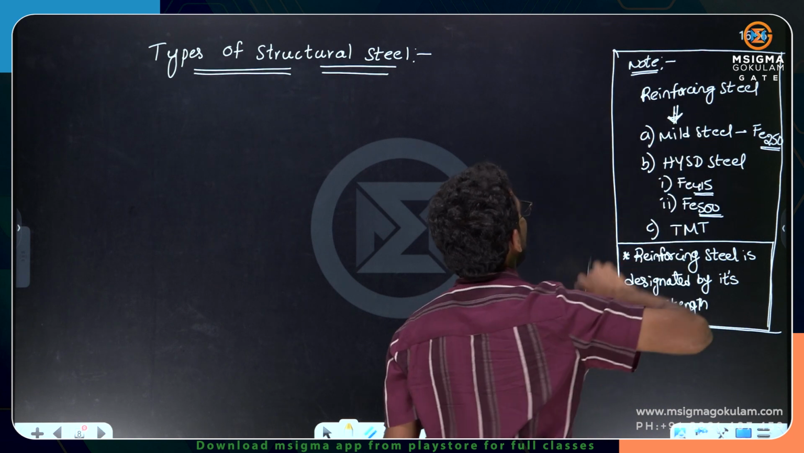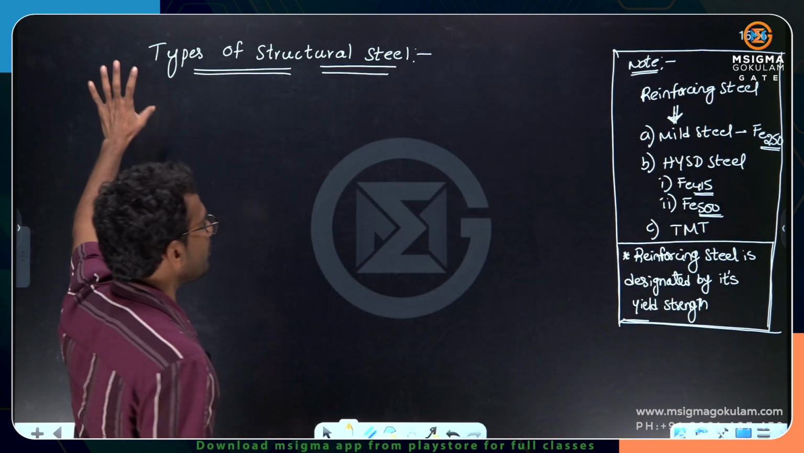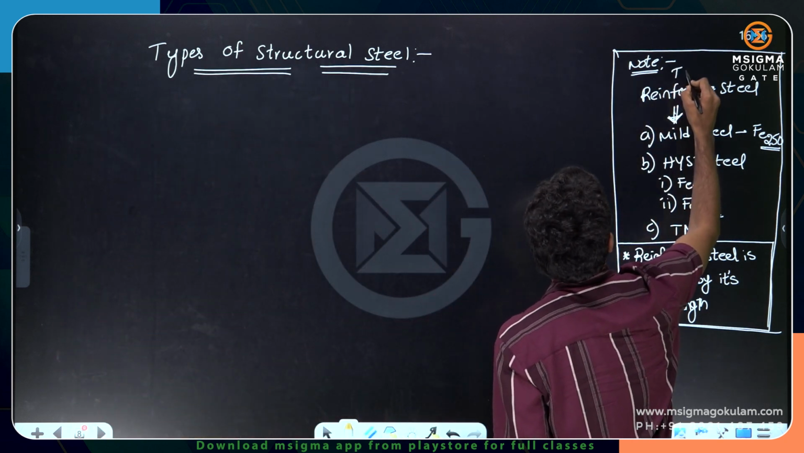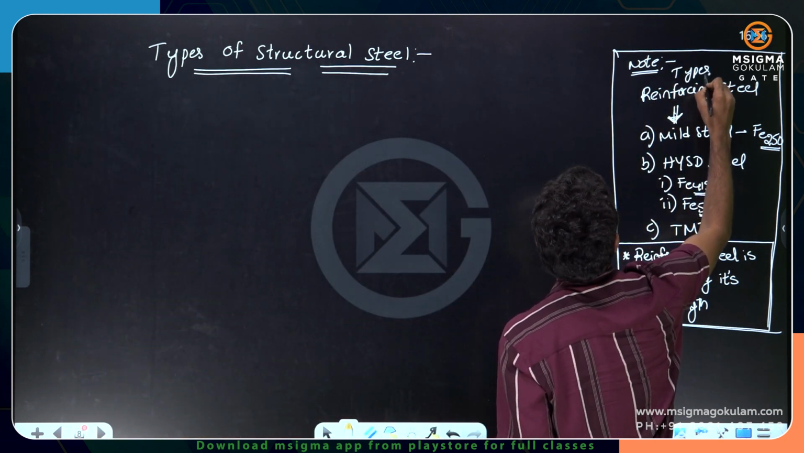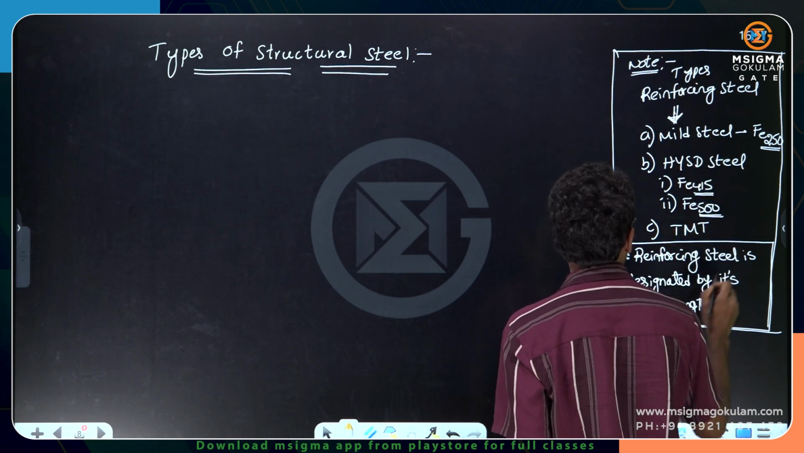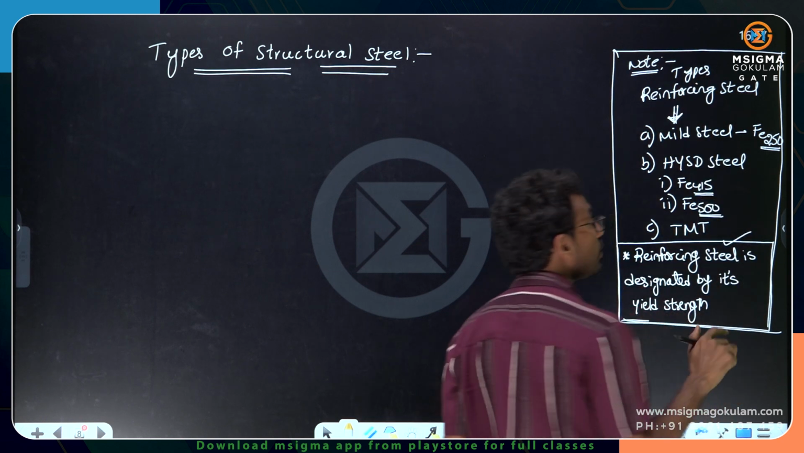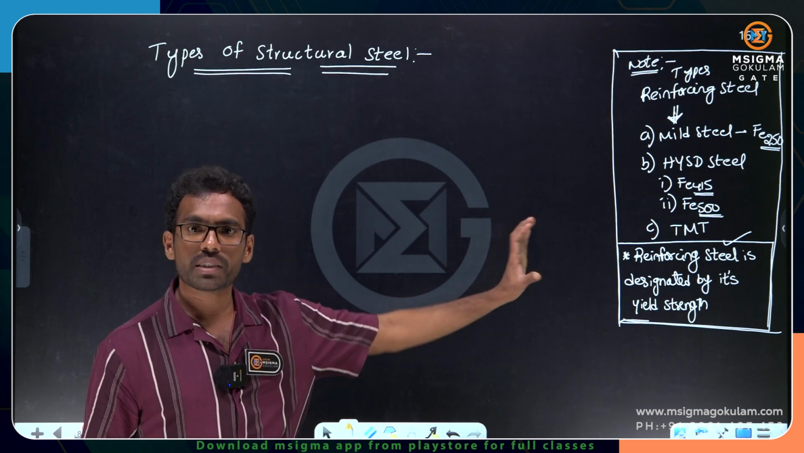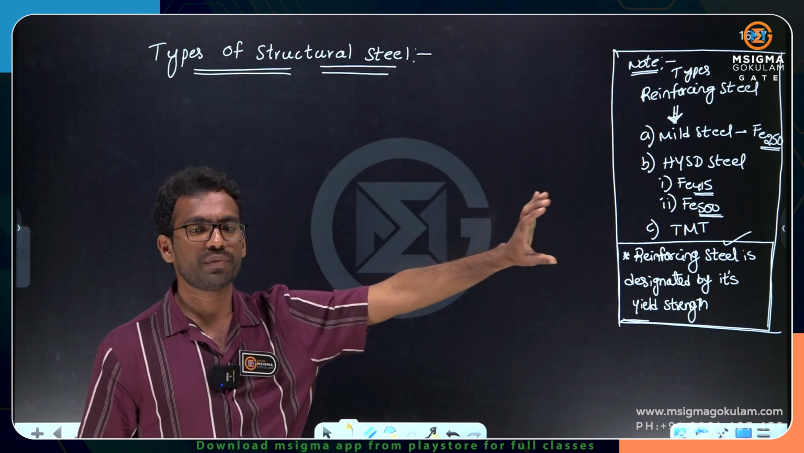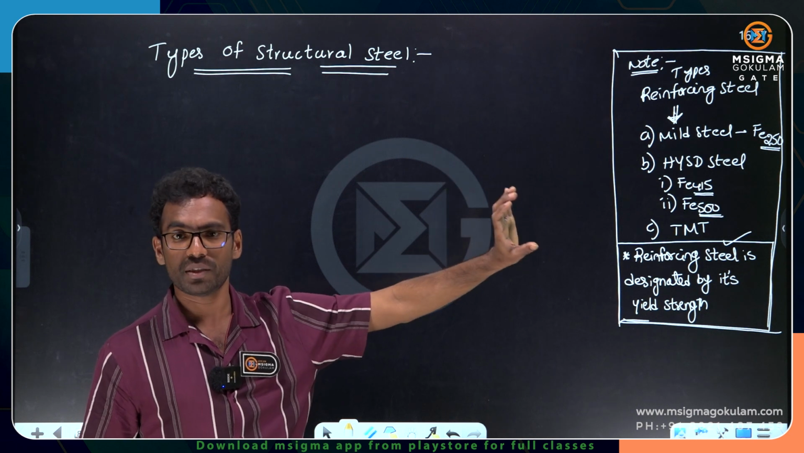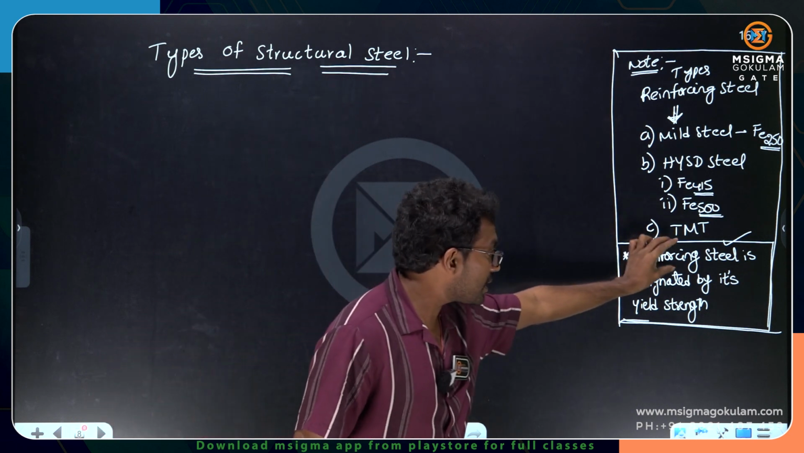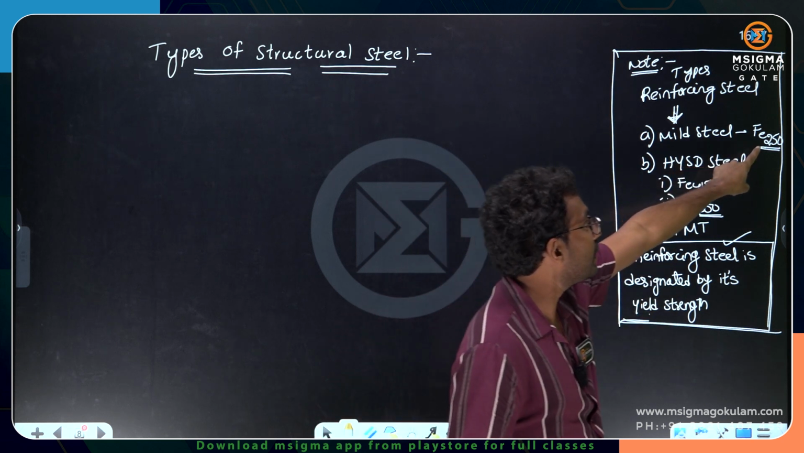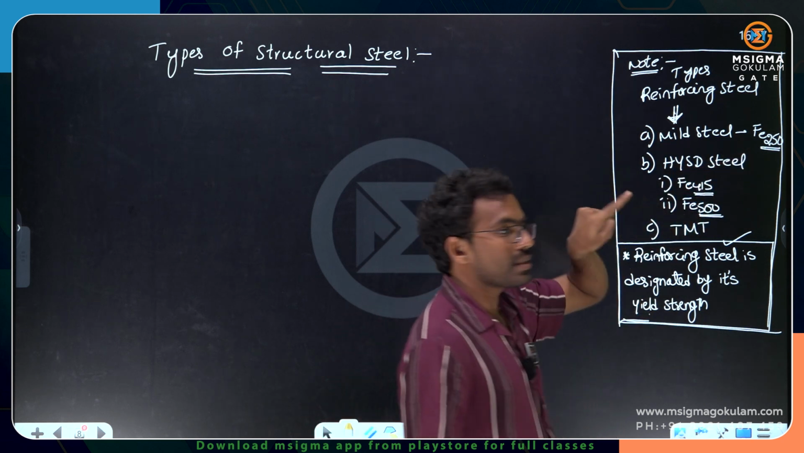Fine. But coming to the structural steel, we have different types; these are the types of reinforcing steel. I am teaching in this way so that you will not get confused. And I told you very clearly what the code we are using for reinforced cement concrete structural design: IS 456-2000. So, as per IS 456-2000, that is reinforced cement concrete design, reinforcing steel must be designated by its yield strength. Whatever the numbers you are seeing here, all of them are the yield strengths.